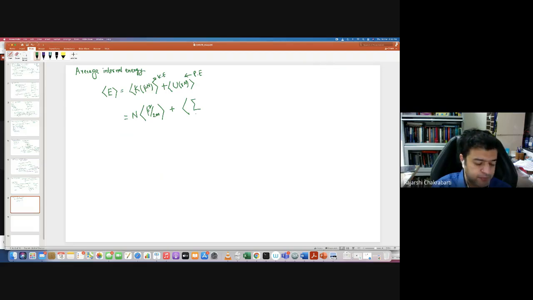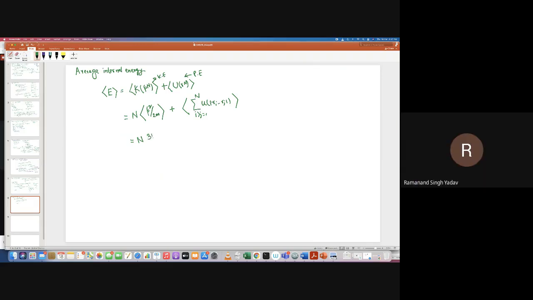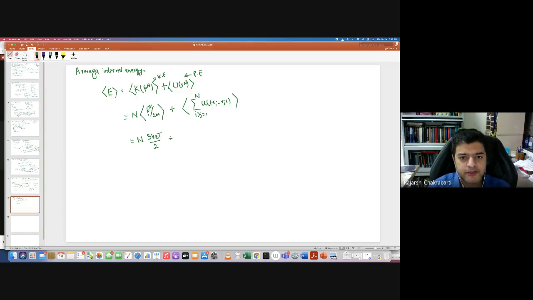Now I have the pair potential, the small u, which is a function of r. Okay, what is p square by twice m? Can anyone tell me what is the average of p square by twice m? Equipartition, you should know. This is, tell me. 1 by 2 kT. Yes, sir, 3 by 2 kT. This is how it is, isn't it? Plus this. Now let us calculate this.